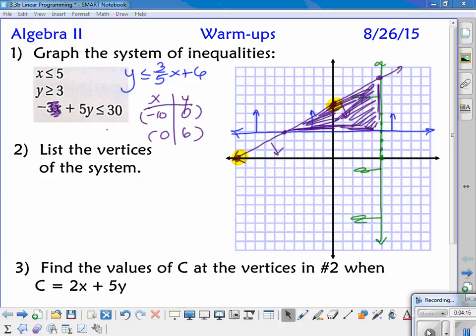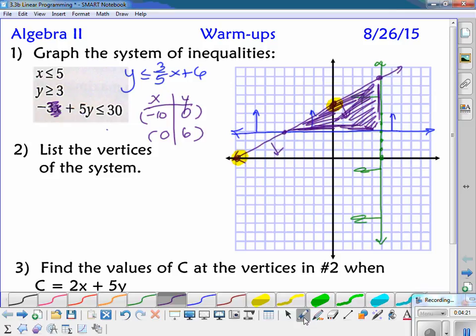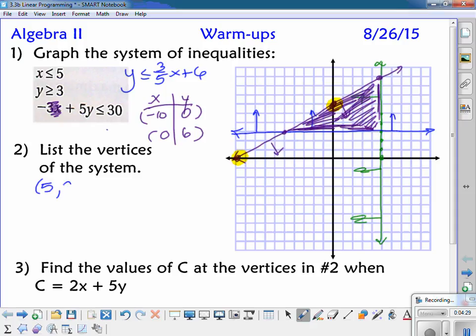All right, so let's look at what the vertices are for that system. So do I have a volunteer to tell me one of the vertices, what the points are? Kayla. 5, 9. Okay, what's another one? 5, 3. And there's one more. 5, no, negative 5, 3. Yeah, okay.